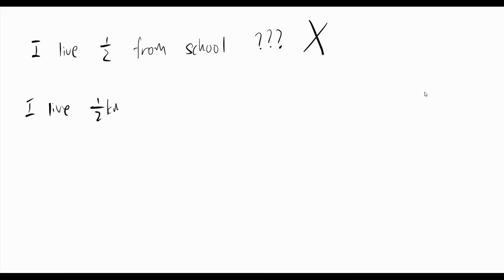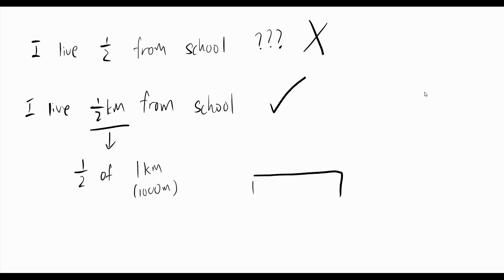So to summarize, it doesn't make sense if you tell me the distance between your house and school is half. But what if you say the distance between your house and school is half km? That actually makes sense, because now you have given me enough information to find out the exact distance from your house to school. Half km means half of 1 km. So if 2 groups was 1 km, then 1 group is 500 meters. So your house is 500 meters from school.